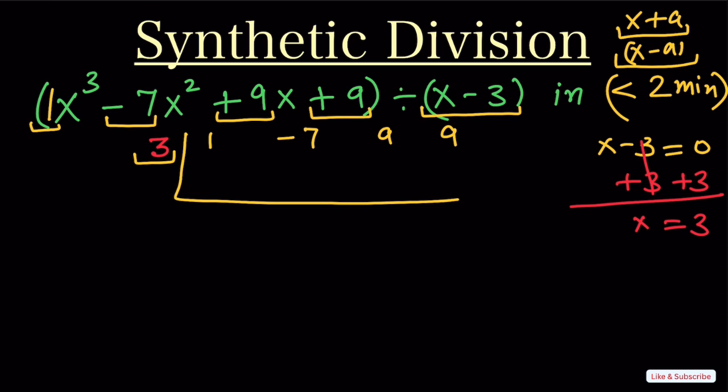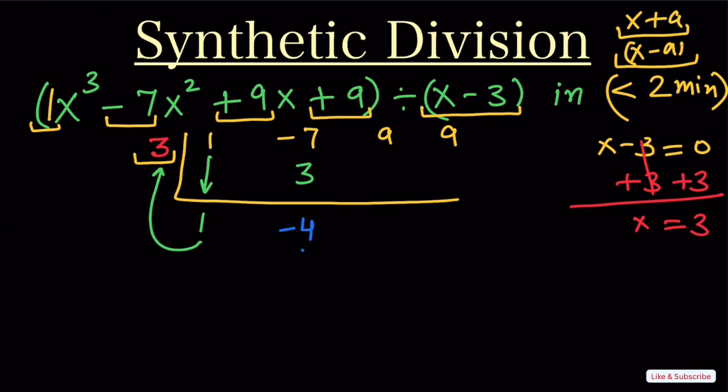Now to start the synthetic division, the first number just drops down, that's 1. Now we're going to multiply the number at the bottom by the number on the side. So what is 1 times 3? That number goes right here. Now we'll add negative 7 plus 3. So negative 7 plus 3 gives you negative 4.